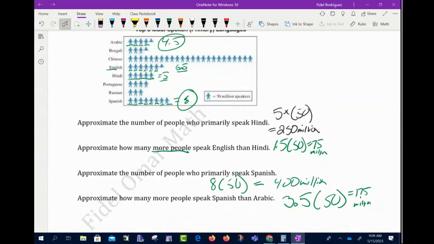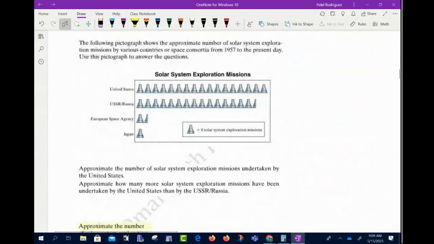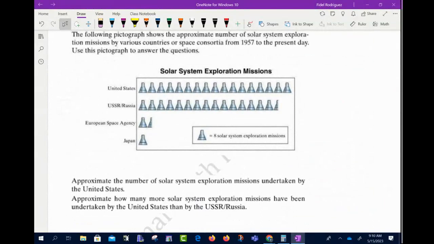What do you think? Pictographs, pretty straightforward on how to do them? All right, not much to it? Okay, so look, guys, I'm going to keep scrolling down here, and we got another problem with pictographs. It says, the following pictograph shows the approximate number of solar system explorations by various countries or space consortia from 1957 until the present day.